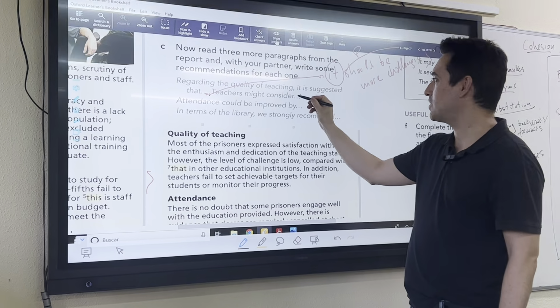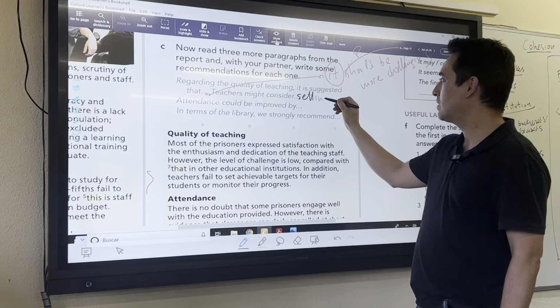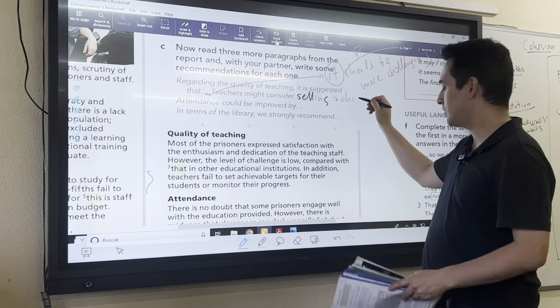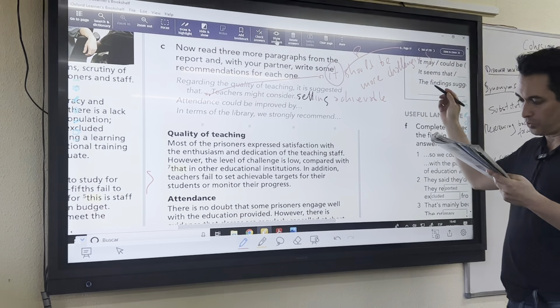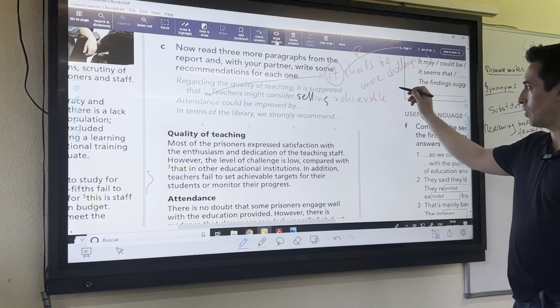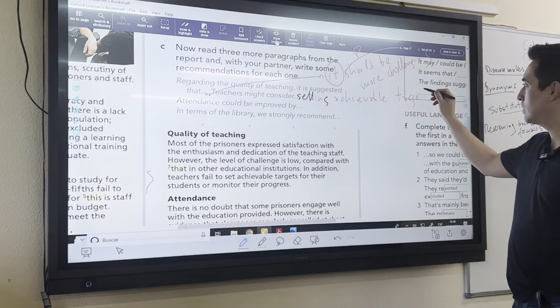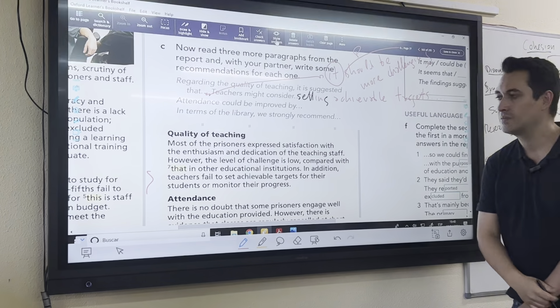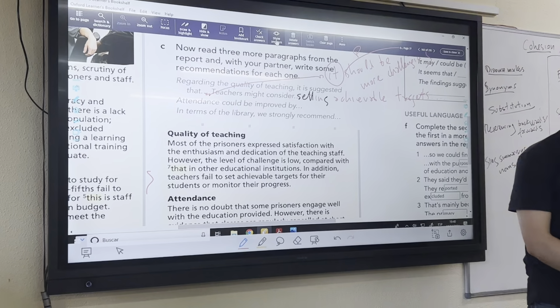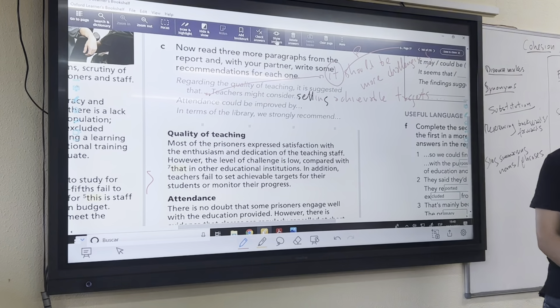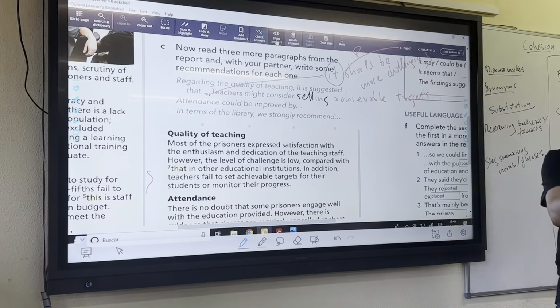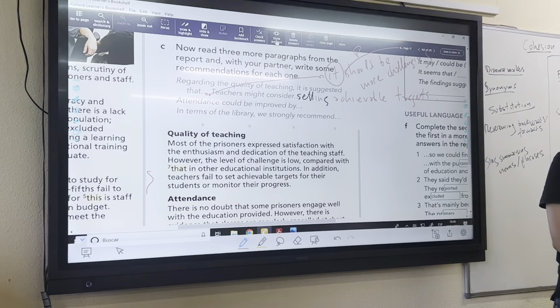So teachers might consider setting achievable targets or achievable goals. Yeah, targets or goals. Okay. But also maintaining the progress, as Rachel said. Also, it's very important. Control the progress of the students, in order to be able to see where they are failing and improve that rate. To track their progress. Yeah. To track their progress.